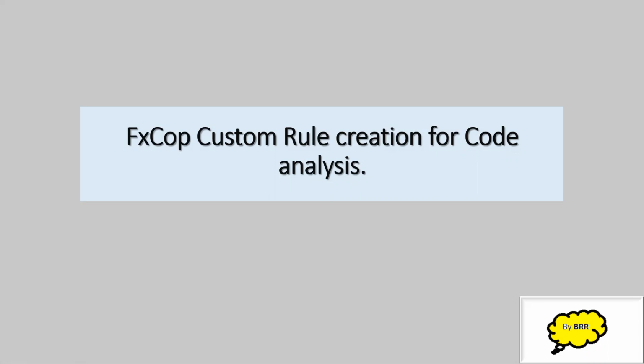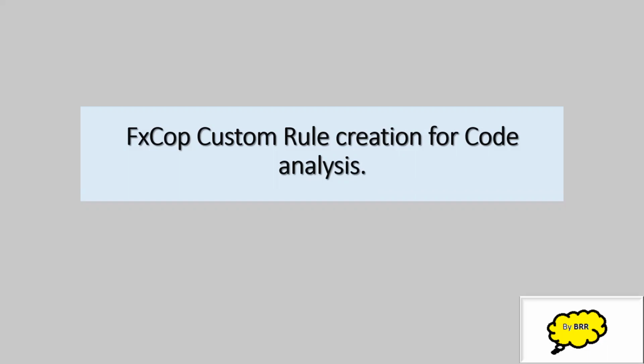Today's topic is how we are going to create a custom rule in FxCop. As we discussed in earlier sessions, FxCop is a static analysis tool for analyzing the .NET managed code and providing the analysis report based on the rules under FxCop. FxCop has built-in rules: naming rules, design rules, security rules, performance rules, portability rules. Like that, there are 9 rule categories provided by FxCop. Based on those rules, the code is analyzed and the analysis report is provided.